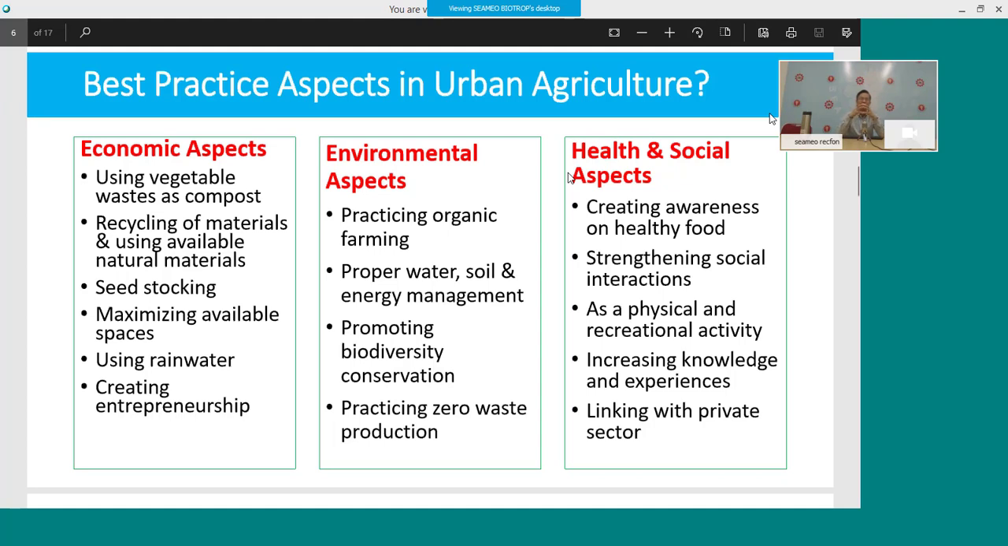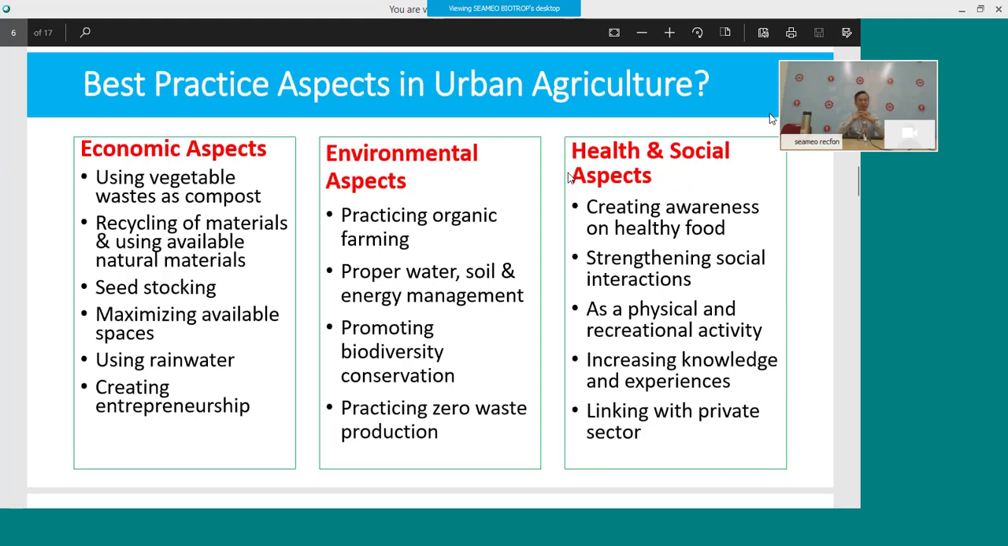And in the economic aspect also, you don't need to buy your seeds every time. Once you already have the harvest, like tomatoes or eggplants or okra or any other vegetables that will produce seed, you can collect the seeds and stock them in your school. So when you plant again, you already have the stock and you don't need to buy seeds from outside, because sometimes the seeds may not be available in the store. But if you already have the stock in your school, then that would be a best practice of seed stocking.